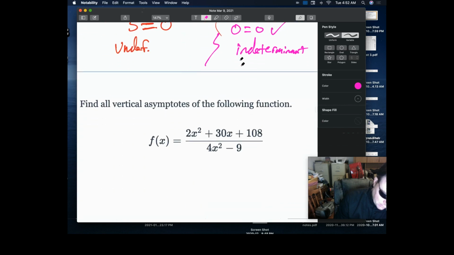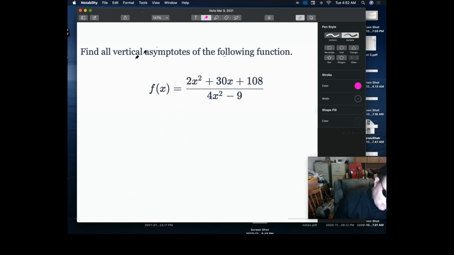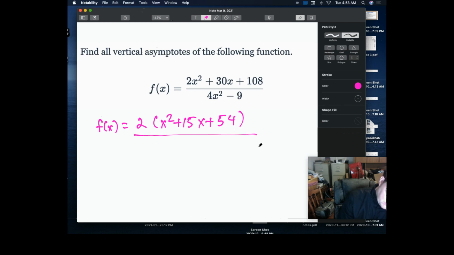Okay, all right. Moving on, find all vertical asymptotes of the following function. Nice little function to factor out. So we're going to get f of x. I'm going to factor out a 2 on the top, so x squared plus 15x plus, now this is easy to divide by 2. This is just 10 divided by 2, which is 5, 8 divided by 2, which is 4. And here you have the difference of squares.